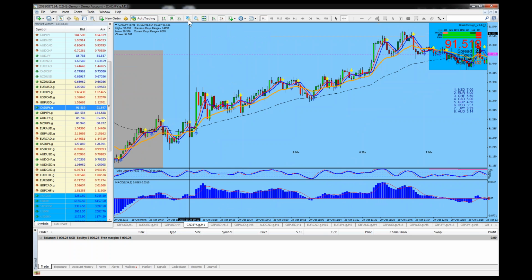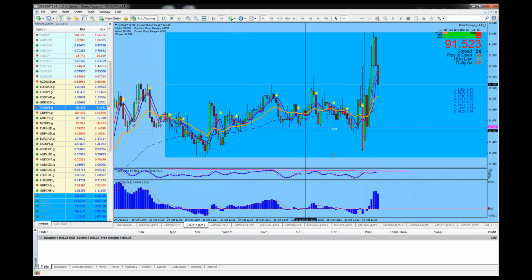Let me open this up so I can see these candles correctly. Right, that was our long signal there. And that produced only 8 pips, minus 3. Would have been a small trade.